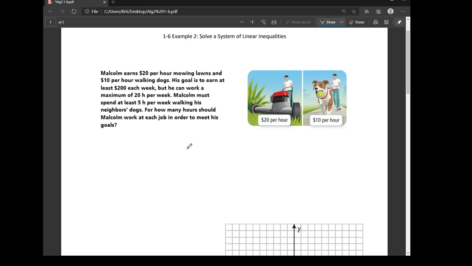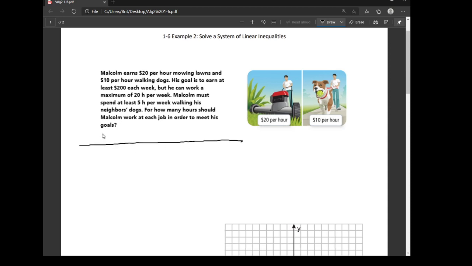So in this example, we have a kid named Malcolm, and Malcolm is kind of doing the hustle. He's trying to make money by mowing lawns and walking dogs. So I'm going to be looking at all these little requirements that he has. These are called constraints. I'm going to use these constraints, or these requirements, to help me narrow down a field of options for him to choose between how many hours he's walking the dog and how many hours he's going to be mowing lawns.